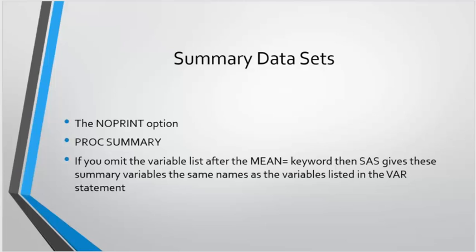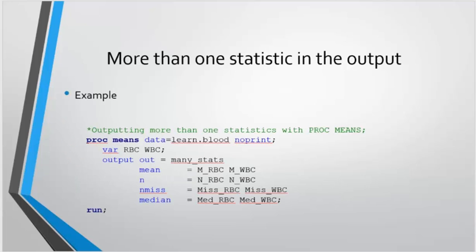If you omit the variable list after the mean equals keyword, then SAS will give these summary variables the same names as the variables listed in the var statement. I strongly recommend that you don't do this, as having summary stats with the same name as the raw data can be very confusing. In this example, we will output the mean, the number of non-missing observations, and the number of missing observations, as well as the median.